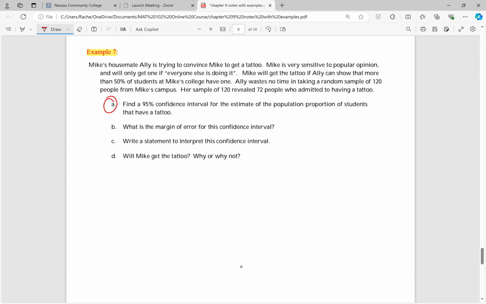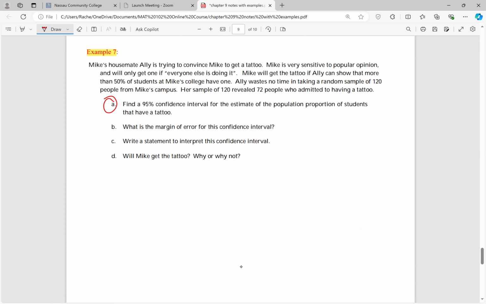So A says, let's find a 95% confidence interval for the estimate of the population proportion of students that have a tattoo. So think about what's going on here. Mike is saying he'll get a tattoo if Allie can show that more than 50% of the students at their college have one. But obviously they can't get that true proportion. They're not going to go to the whole population of students and ask every single one, do you have a tattoo? And then get that percent or that proportion. It's impossible. So Allie wastes no time and takes a sample. And her sample shows that 72 people have a tattoo, 72 out of the 120.